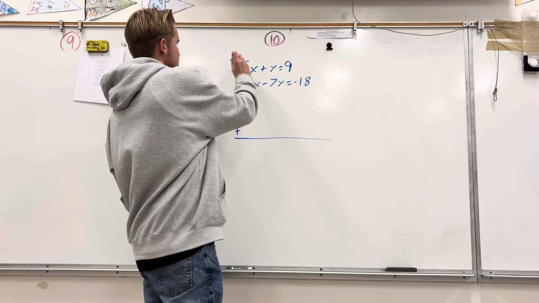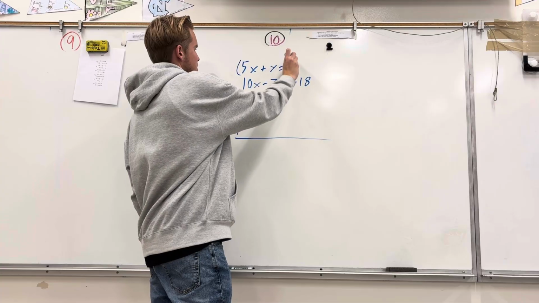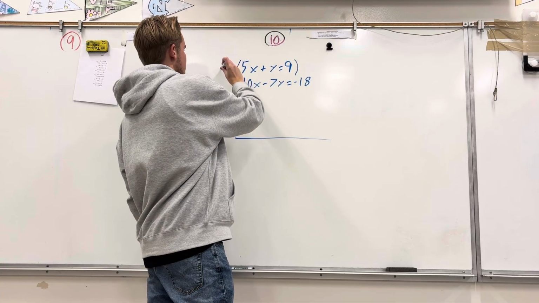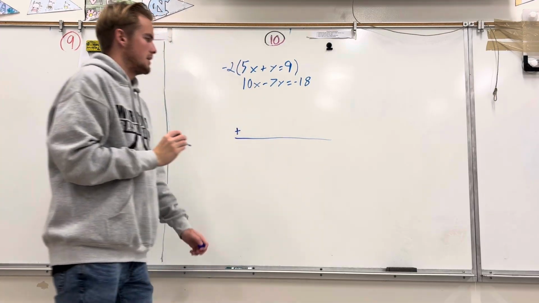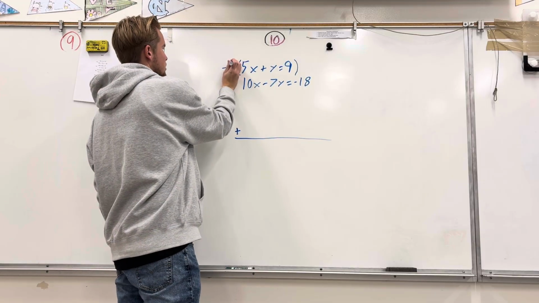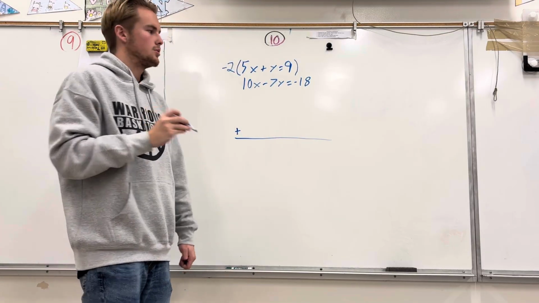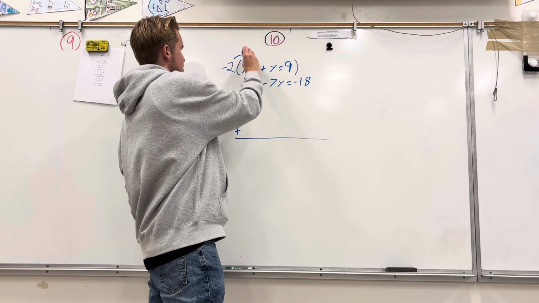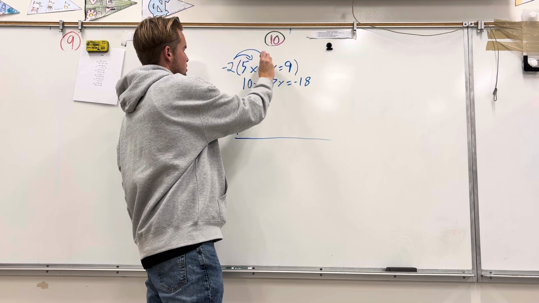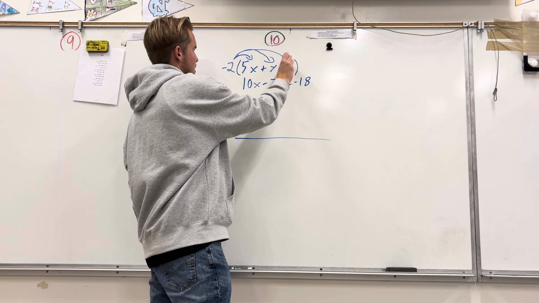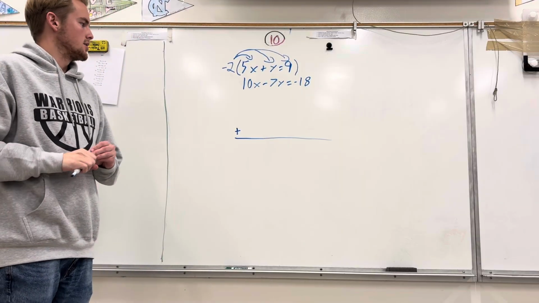You have to multiply the entire equation. So we're going to put parentheses around the entire equation, and we're going to multiply everything by a negative 2. So when we distribute this negative 2 in, that means we're going to multiply it with 5x, we're going to multiply it with y, and we're going to multiply it with 9. And so let's do that.